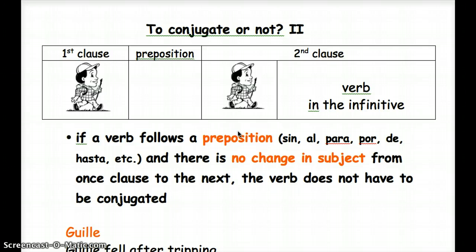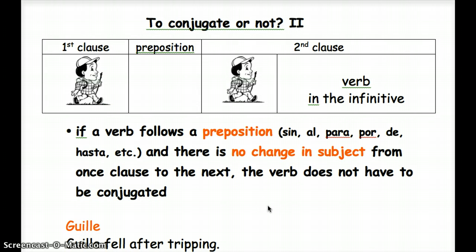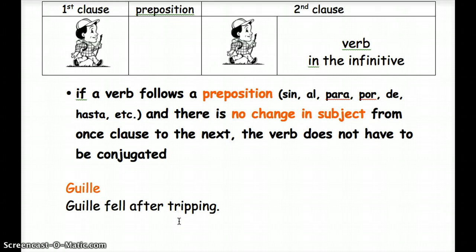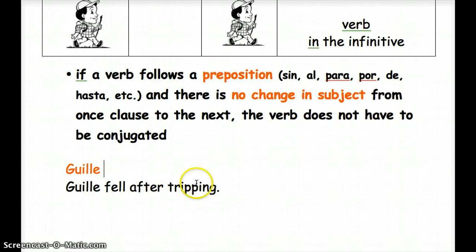So if a verb follows one of those prepositions and there is no change in subject from one clause to the next, as you see in the picture, it's the same hiker girl that's in each of the clauses, then the verb that follows that preposition does not have to be conjugated. You just leave it in the infinitive form. In English, a lot of times we'll have the gerund form follow that preposition, but in Spanish, you just leave it in the infinitive. So Guille did the falling, and Guille did the tripping. So we don't have to conjugate this verb after the preposition here.